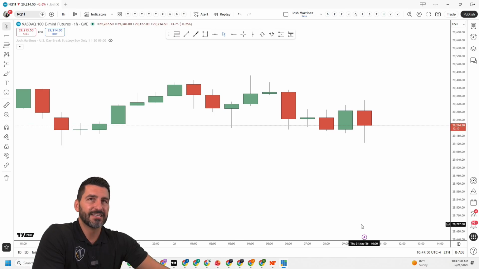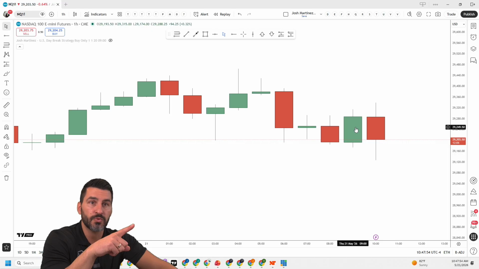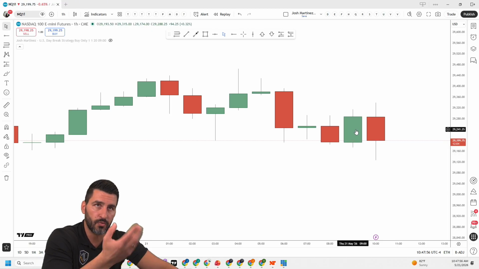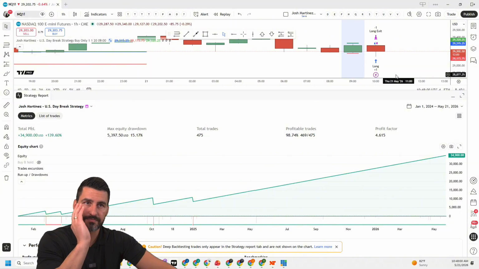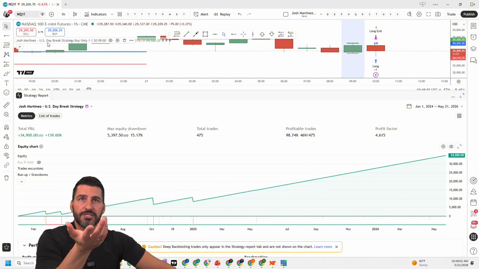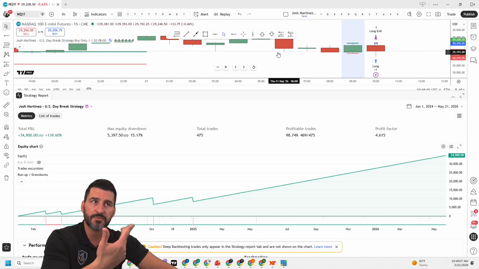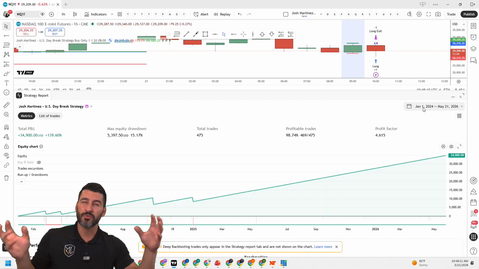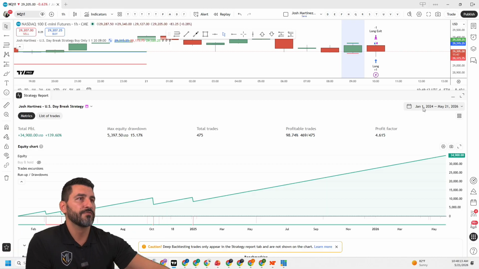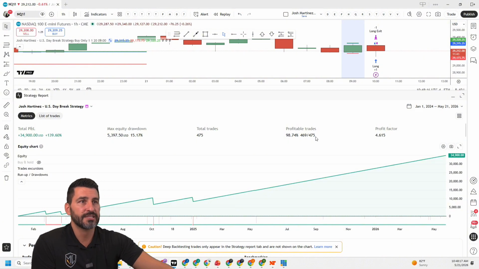Now, I look at the Nasdaq 100 E-mini contract, and what I focus in on is what's called the 9 to 10 o'clock 1 hour candlestick. Now, I use an indicator called Josh Martinez-US Daybreak Strategy, which is going to outline my entry, my stops, and my limits. Now, right away, from the back test, which is purely hypothetical, but we use it for research, from January 1st, 2024 to May the 21st, 2026, this had 475 qualifying buying ideas.